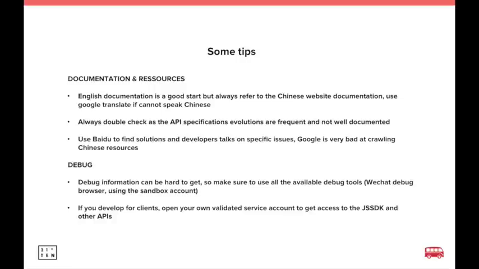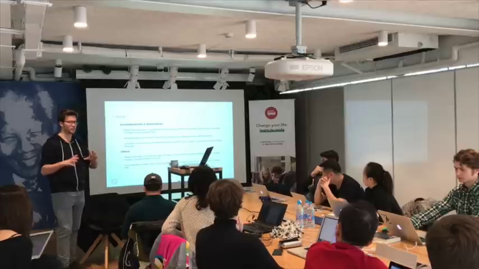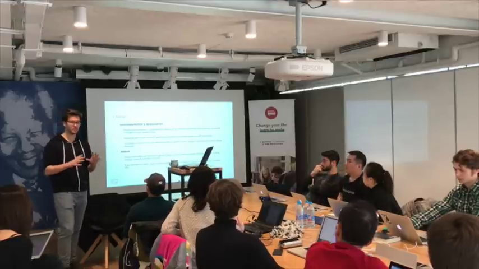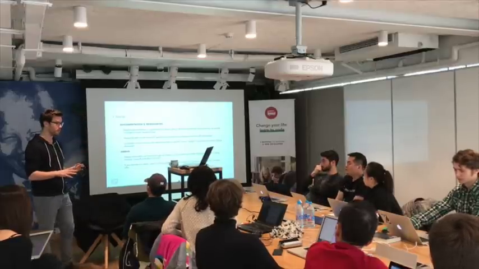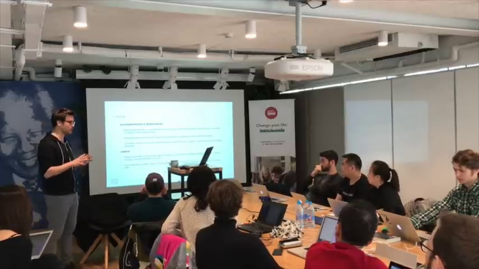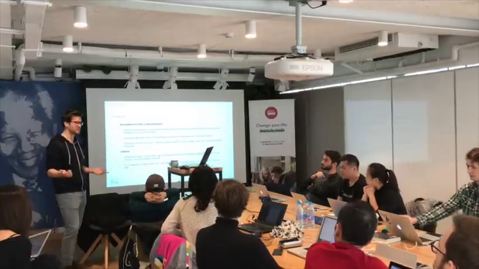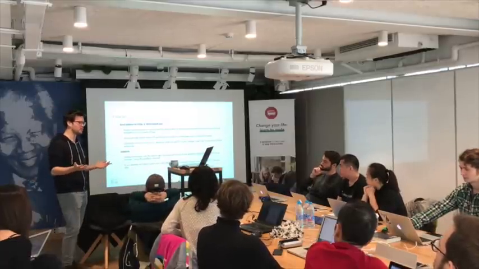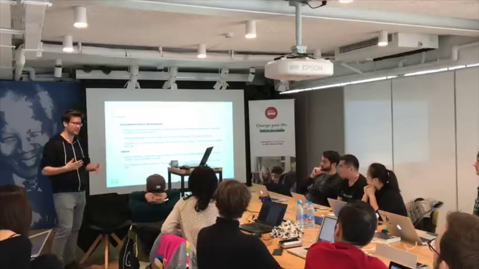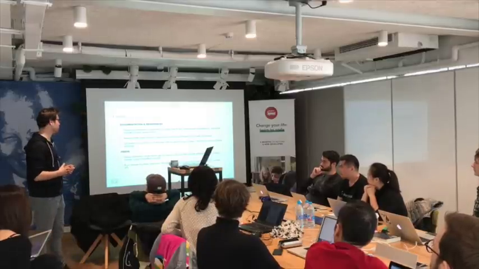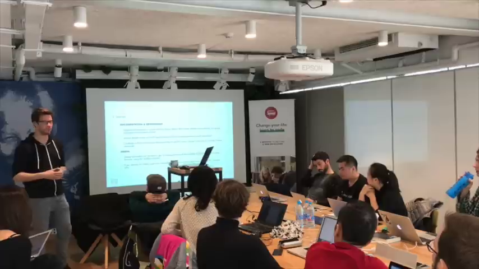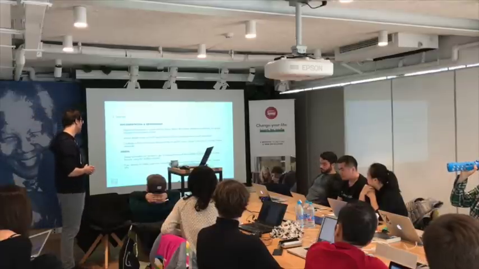Always double check the API specification evolution to make sure that what you want to build, especially if you're signing something with a client, is possible. It can happen a lot, and it's very frustrating when you tell the client, oh yeah, we can do that, and then you realize, oh, we cannot do that because of some specificities of the APIs or the functionalities. So that's very, very important.